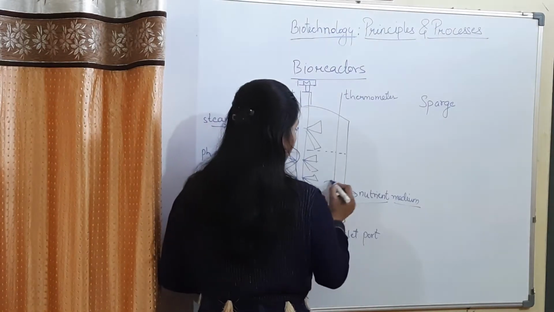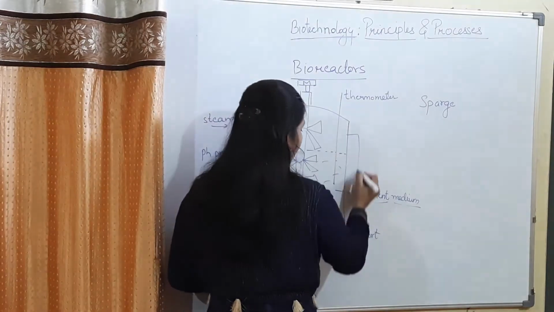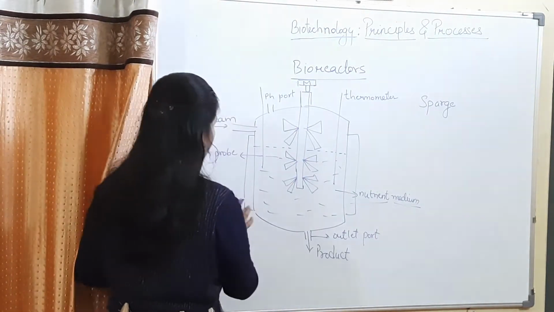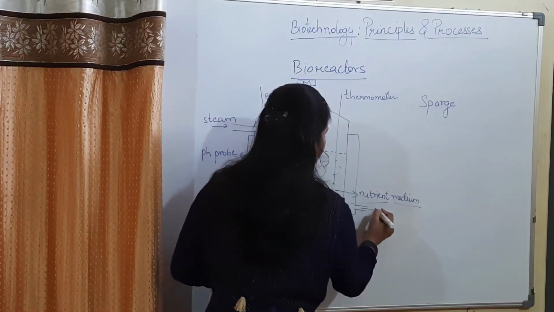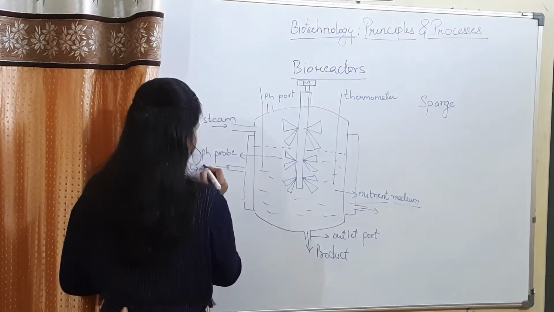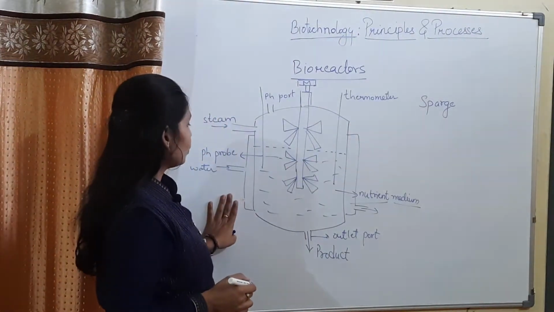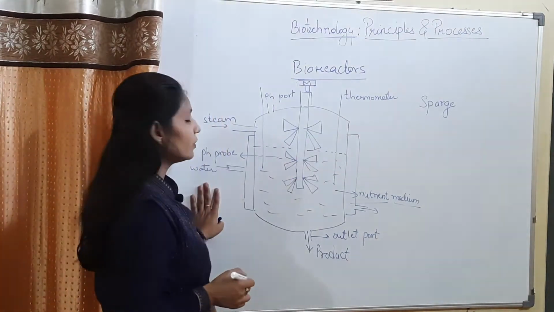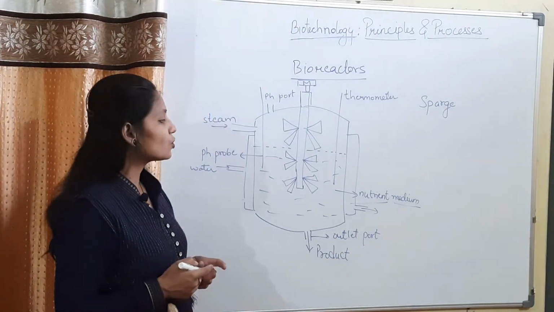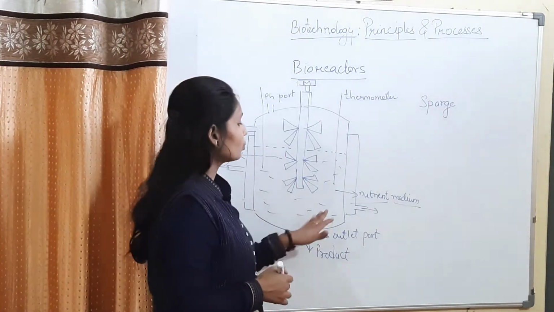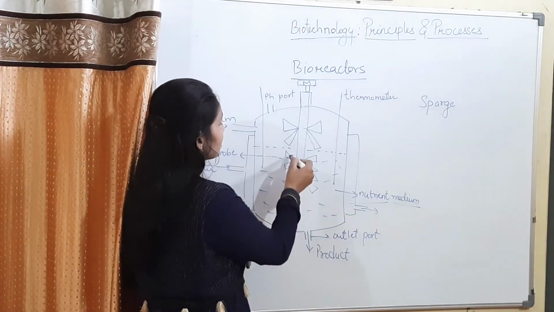Now for temperature regulation we have one more thing. We have a jacket here, and this jacket is filled with water. We have an inlet here and an outlet here for water. If the temperature is high, we put cold water, and if the temperature is low, we put warm water. Like this we control the temperature of this medium, so as to provide the proper optimum condition for the growth of host organism.